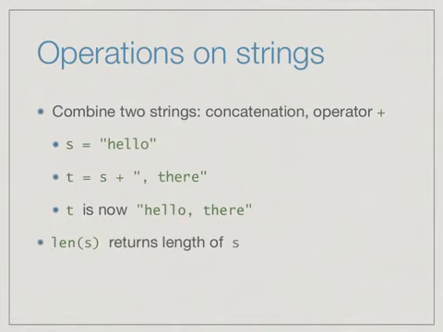We can get the length of a string using the function len. So len s returns the length of s. So this is the number of characters. So remember that if the number of characters is n, then the positions are 0 to n minus 1. So the length of the string s here would be 5. The length of the string t here would be 5 plus 7, 12.